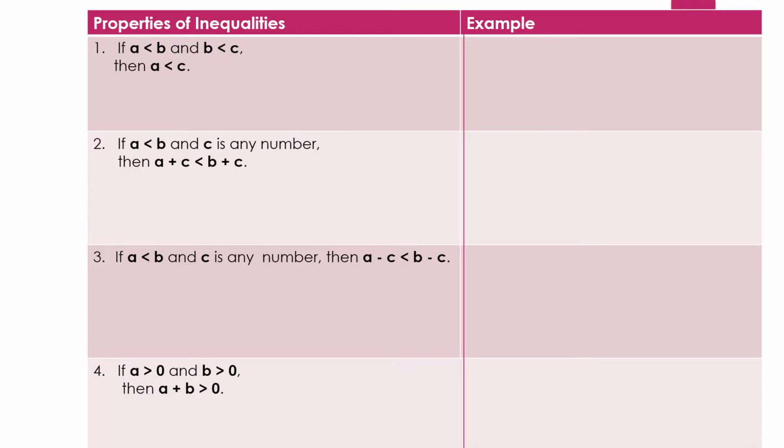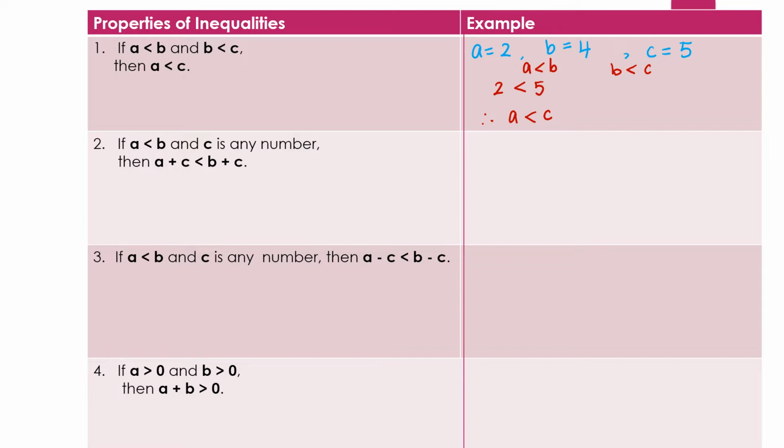Properties of inequalities. The first property is if A is smaller than B, so say I have A equals 2 and B equals 4. And then I also have B smaller than C. So if B is smaller than C, let's say C equals 5. So what do I get? Here, 2 is smaller than 4, so A is less than B, correct? Here, B is also smaller than C. Now, is it true that 2 is smaller than 5? So now my A is 2, my C is 5. Yes, 2 is smaller than 5, therefore I can make the conclusion A is smaller than C.